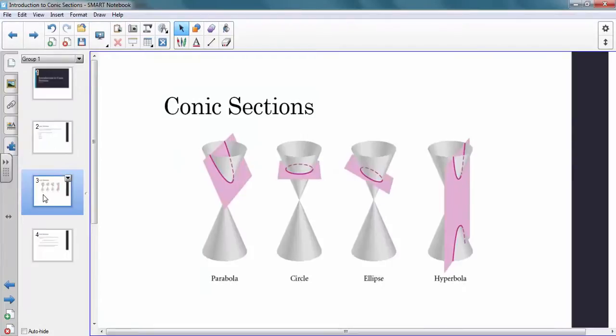So this slide shows a picture of each of the conic sections that we formed during the previous animations, as just an overview of what a parabola, circle, ellipse, and hyperbola look like, and again how they're formed when that plane intersects the right circular cone with 2 parts.